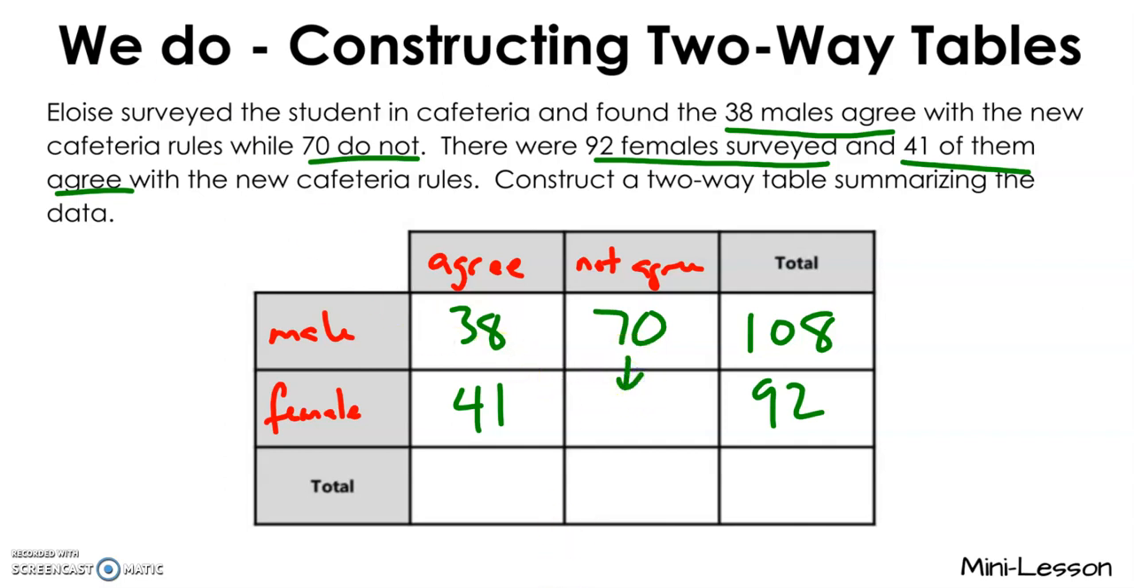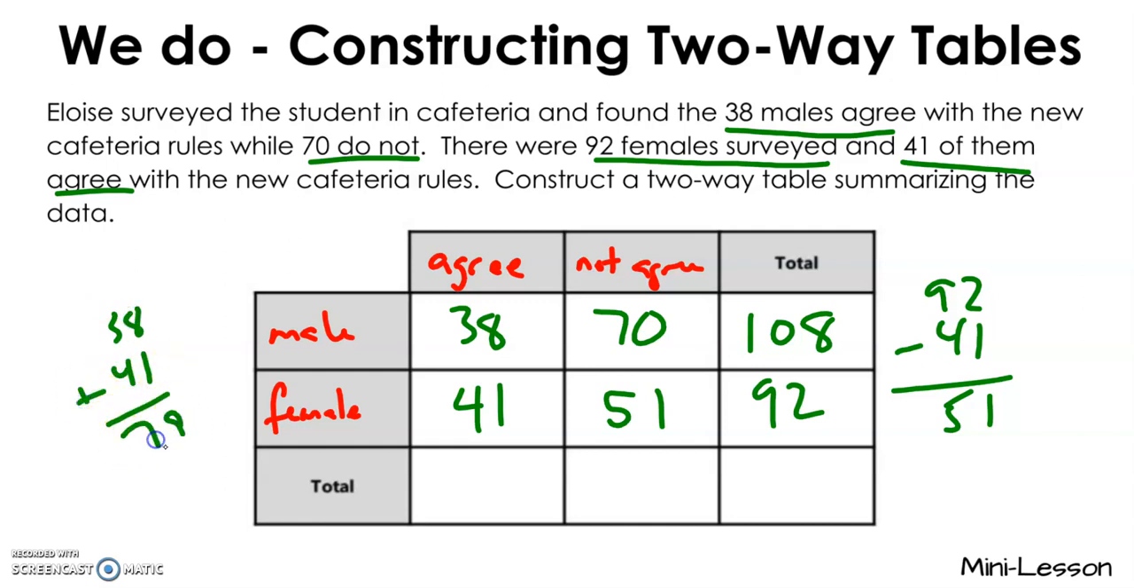I don't know the number of females that did not agree, but I can figure it out. There were 92 total, 41 agreed. The rest, which is 51, must have not agreed with the rules. Let's see, how many total people agreed? I don't have that either, but I can figure it out. 38 plus 41 is 79. How many total people didn't agree? Don't have that either. Can add them up.